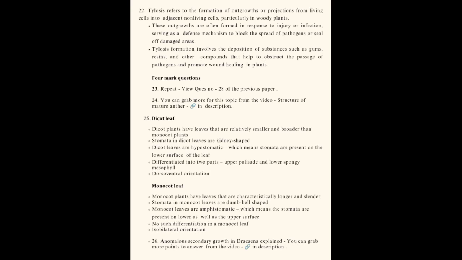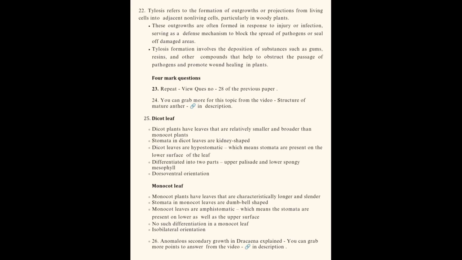25. Dicot leaf. Dicot plants have leaves that are relatively smaller and broader than monocot plants. Stomata in dicot leaves are kidney-shaped. Dicot leaves are hypostomatic, which means stomata are present on the lower surface of the leaf. Differentiated into two parts, upper palisade and lower spongy mesophyll. Dorsoventral orientation. Monocot leaf. Monocot plants have leaves that are characteristically longer and slender. Stomata in monocot leaves are dumbbell-shaped.